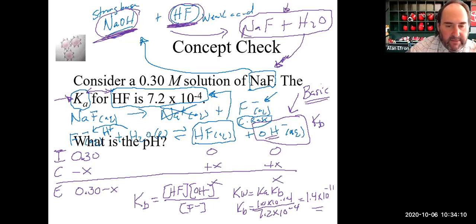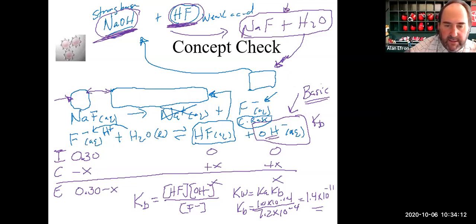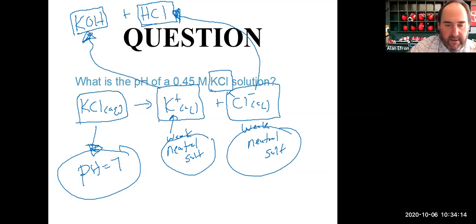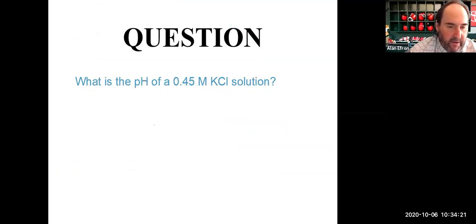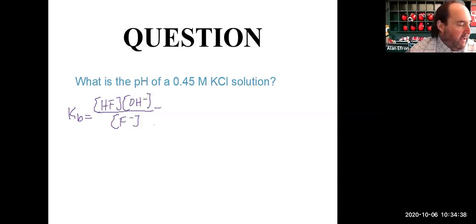So what I'm going to do is go back a page here, so I've got somewhere to write on. I ran out of room there. Let's just clear all that stuff. All right, so continue on with the problem that we just did. We now have our KB is equal to our HF times our OH minus divided by our F minus. And solving for our KB, that was 1.4 times 10 to the minus 11.